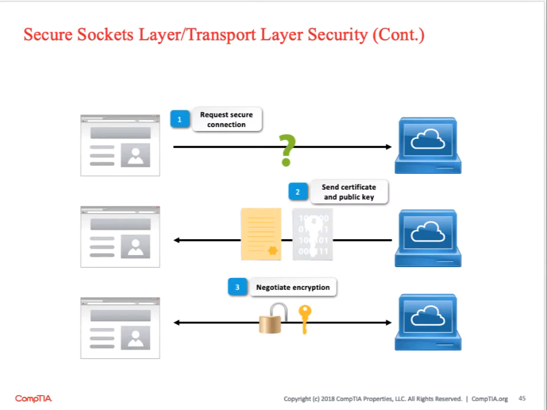So in the Secure Sockets Layer handshake, we request a connection to a server from our web browser, and then that server sends back the certificate along with its public key. And then you, as the client, send back a session key or a shared key that's encrypted with that public key for you guys to continue your conversation.